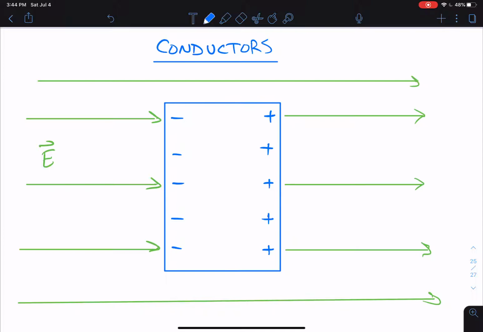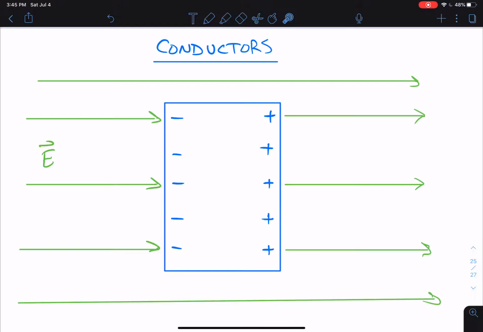And what's happened to get this configuration is that there were electrons over here, and essentially they moved over here. They moved to the left side in response to the E field. But of course, there's going to be a lot of motion at first in response to the E field, but eventually everything's going to stop moving. It's going to become a static situation.